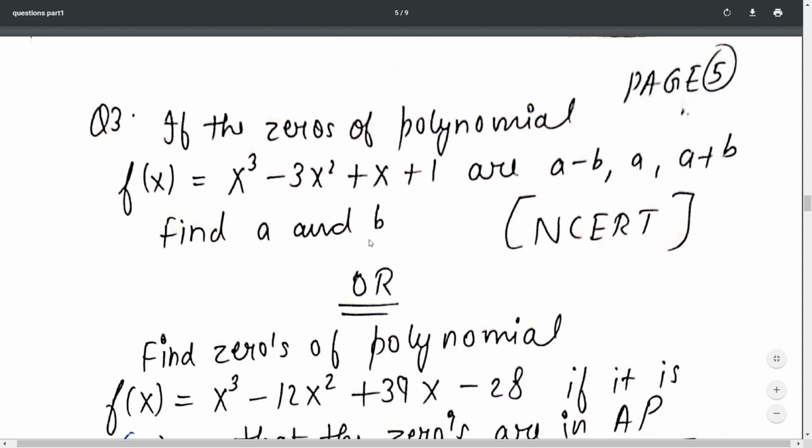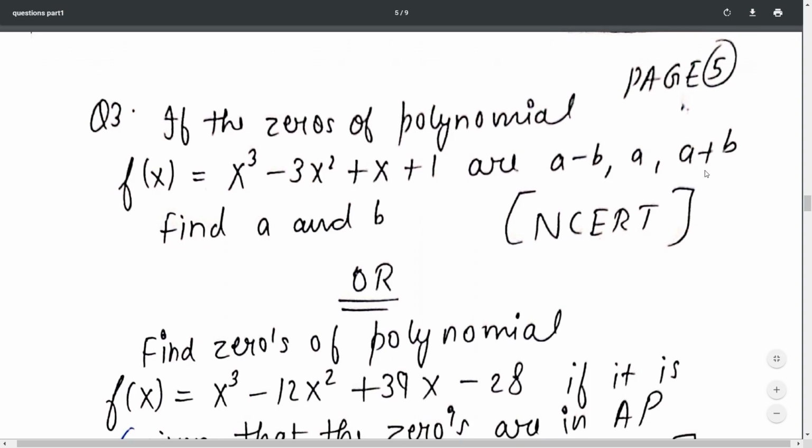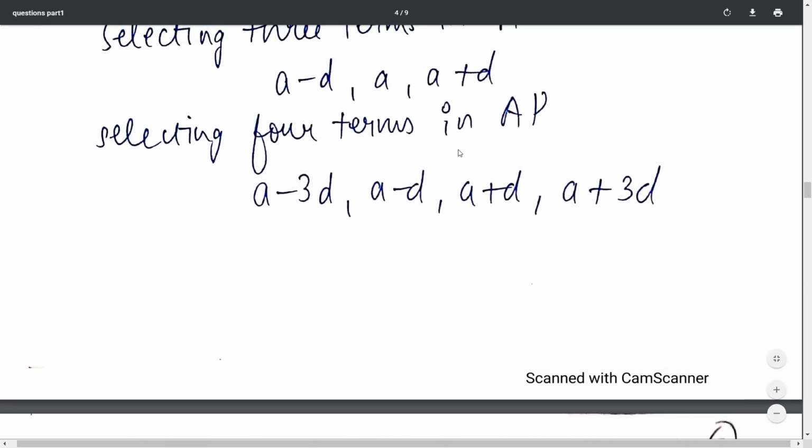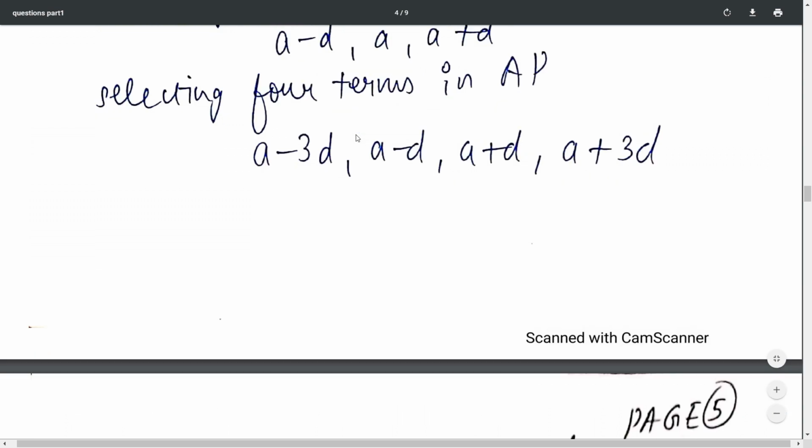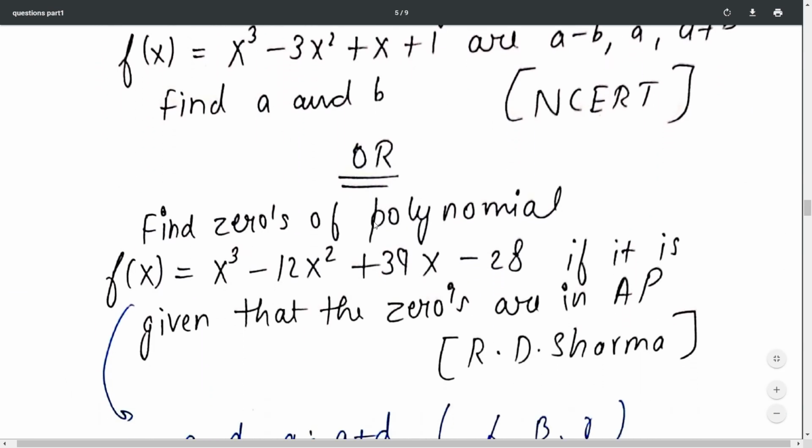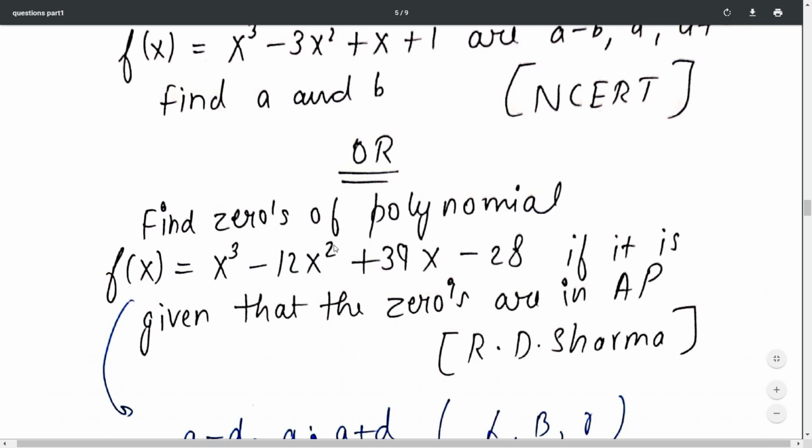Finding a and b means finding the roots of this polynomial, right? If you find a and b, you'll find the roots. And by seeing this, we get to know that the roots are in AP and the common difference is b, just like I showed you. They have just replaced D by b, right? And in RD Sharma, they have said to find the zeros of the polynomial if the given zeros are in AP. So the concept is the same.